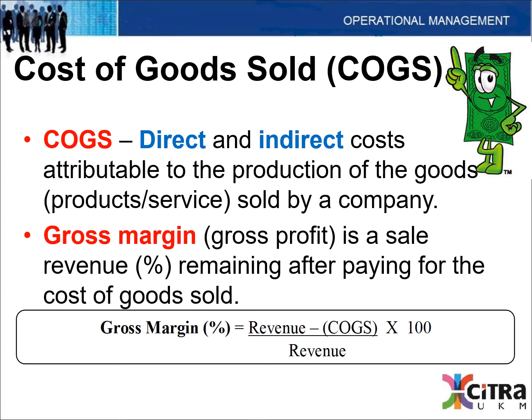So that is COGS, and another one is gross margin, or we call it gross profit. It is the sale revenue, normally in percentage, remaining after paying for the costs. This is how we calculate the percentage of the gross margin: you should know the revenue, then subtract the costs, divide by revenue, and multiply by 100.